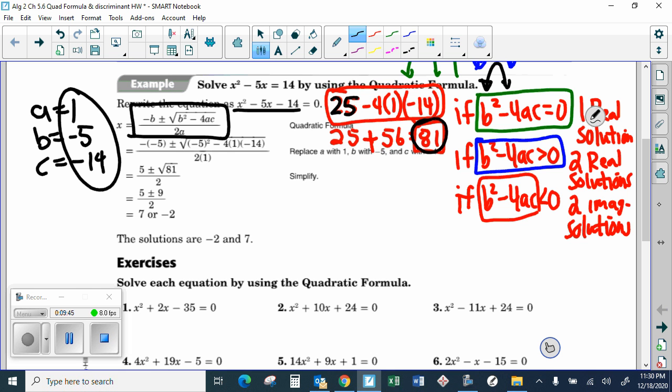So negative b, negative of negative 5 is positive 5, plus or minus the square root of b squared, which is 25, minus 4 times a times c, which I've already done right here. It gives me 81 underneath the radical, which is what they have right there. So I have 5 plus or minus 9 all over 2. 5 plus 9 is 14, divided by 2 is my 7, and 5 minus 9 is negative 4, divided by 2 is negative 2. And there's your two answers.